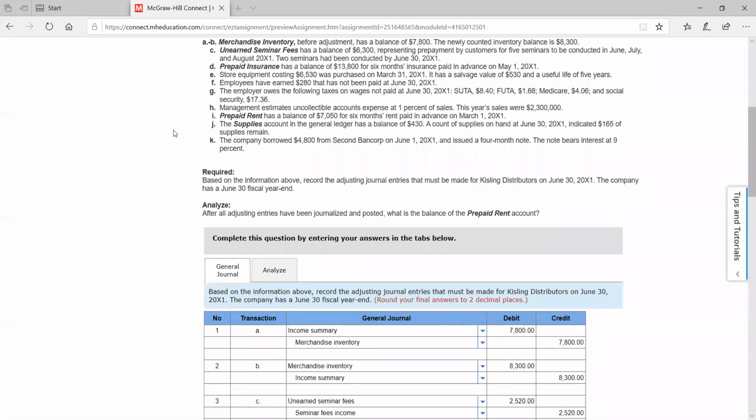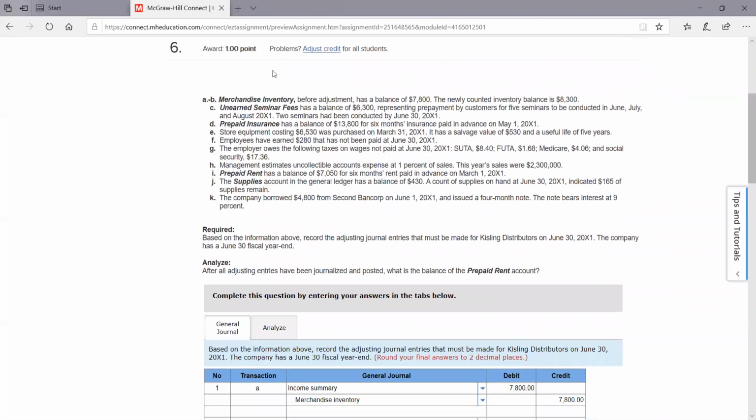And so the rest of these in this problem is starting with letter C through K. And you'll note that essentially these are very similar to what I've just showed you in the previous problems. In the first one, you have unearned revenue, unearned seminar fees. And notice it says it's for 5 seminars, June, July, and August. 2 have been conducted. And so you've earned 2.